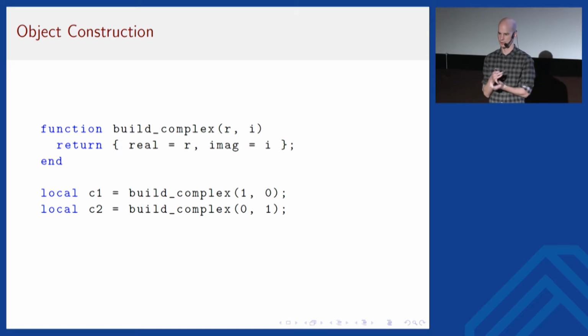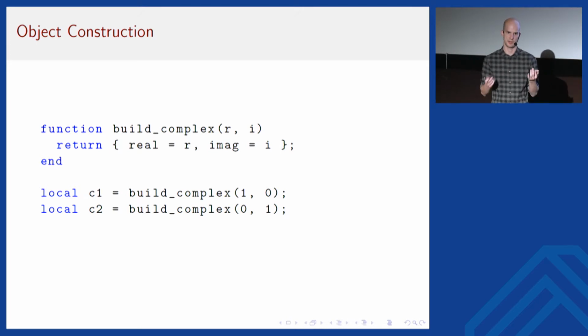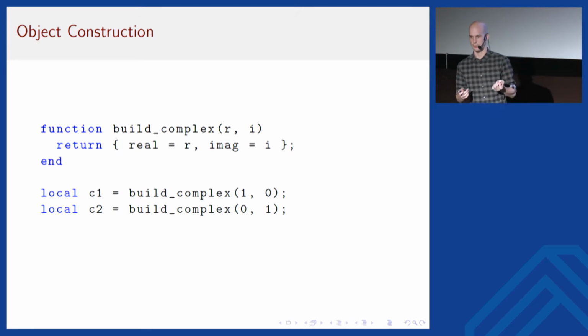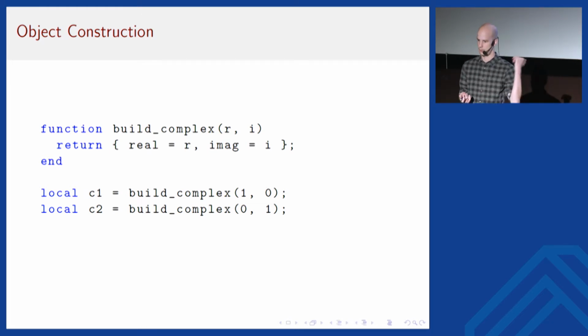So object construction, we don't have types, right? We just have values. We just have tables that have a certain structure. So whenever we want to create now a complex number table, then we basically need a factory function that creates a table of the appropriate structure. So that's how we would write that.